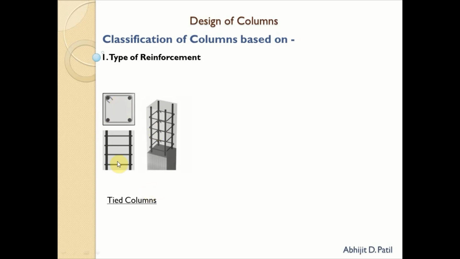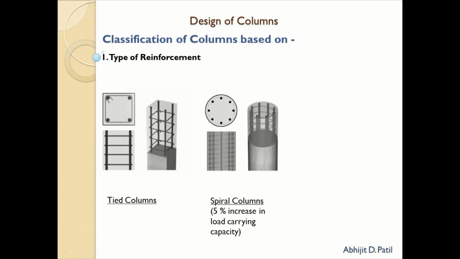So everything is visible here. Then you have spiral columns. Remember, tied column shapes can be rectangular, square, circular, or any other shape. Spiral columns, even though I have shown a circular column, in a rectangular shape also we can provide the spiral reinforcement. You can see there is no separate ring here. One ring continues. So this is called a spiral column.